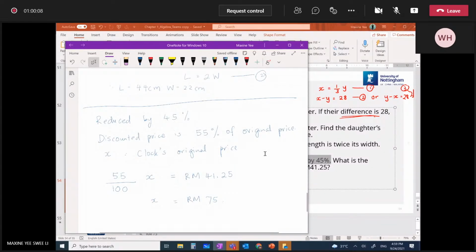Yes. For the 75 ringgit, I put as 74 ringgit 55 cents. Is that still accepted? Okay, how do you get that? I got that 41.25 times 100 and then divided by 55. It works out to 75 ringgit exactly. Okay, I'll check back. Okay.